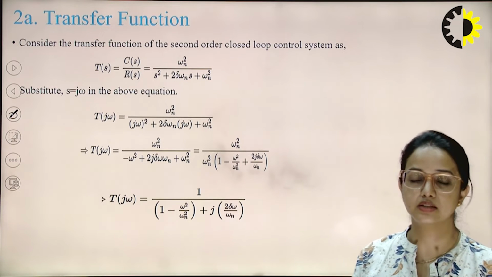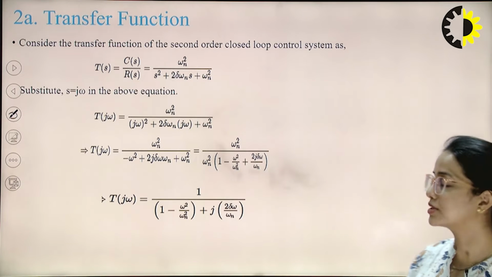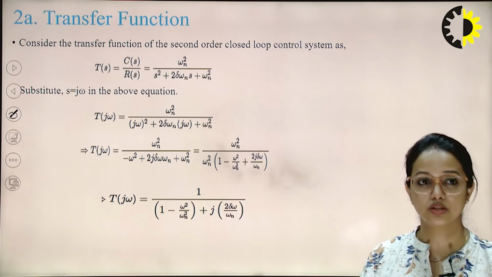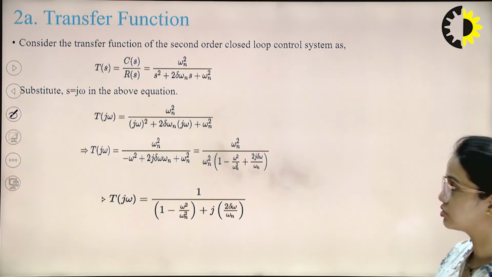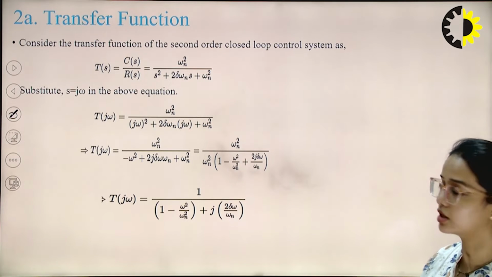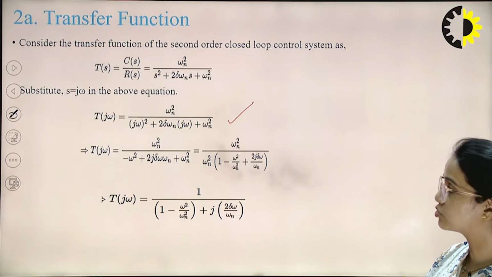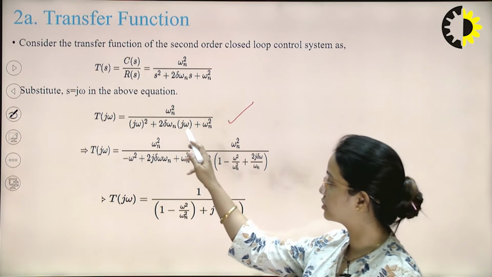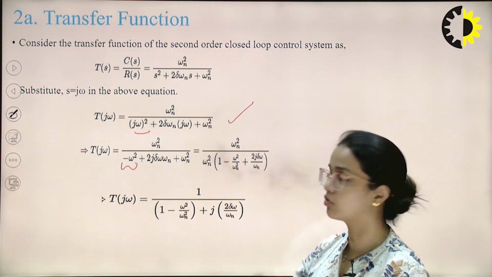So we have studied that the most appropriate form of representing a second order transfer function is omega n square by s square plus 2 zeta omega n s plus omega n square. So here we are substituting s with j omega. So we can write it as omega n square divided by (j omega) square plus 2 zeta omega n j omega plus omega n square. Now here we have this (j omega) square, which makes it minus omega square.